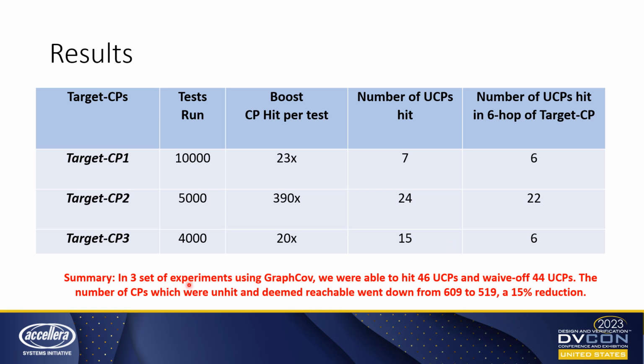Combining, we found that in 3 sets of experiments, we were able to hit 46 UCPs and waive off 44 UCPs, and the total number of UCPs at the end of the project went down from 609 to 519, which is a 15% reduction, just by running 3 sets of experiments with GraphCov.